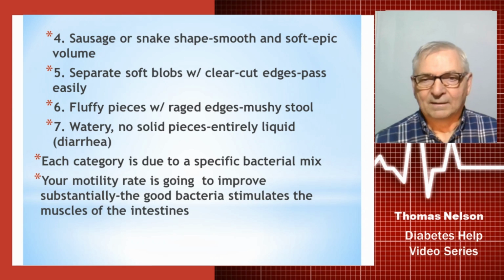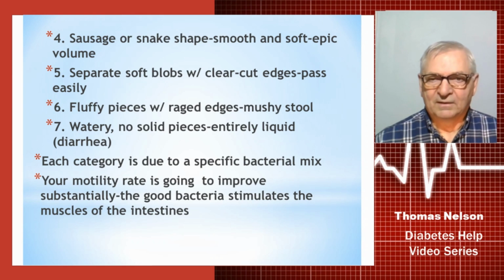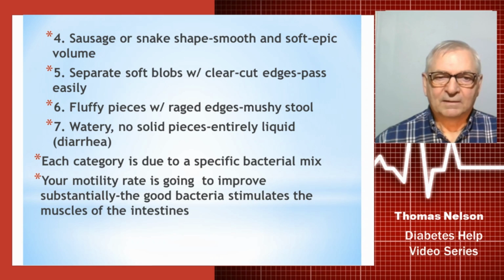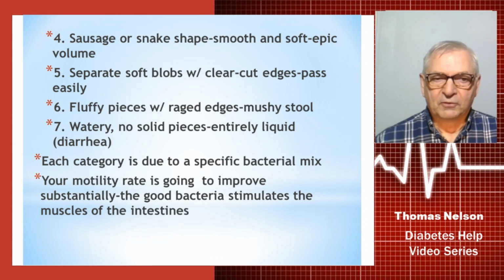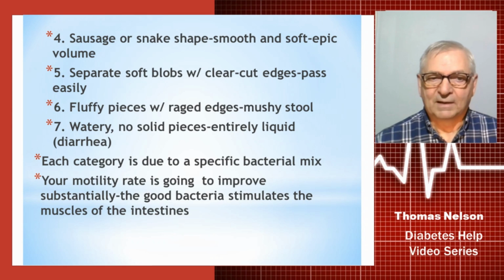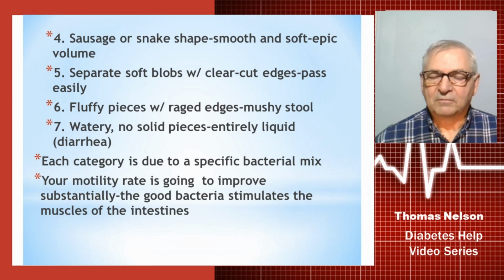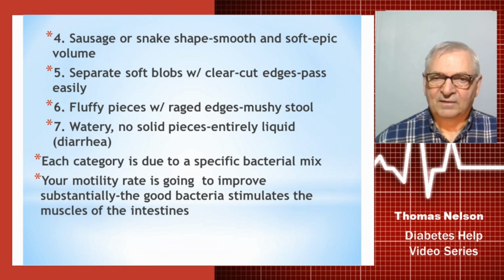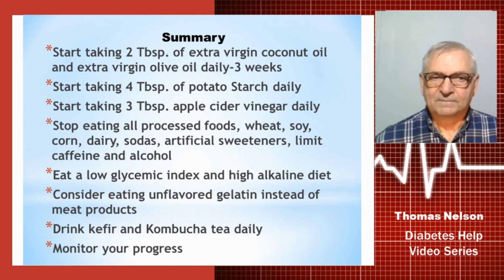So each category is due to a specific bacterial mix. Too far to the right is the wrong mix. Too far to the left is the wrong mix. So your motility rate, again, is going to improve, in fact, substantially, because the good bacteria, as that population increases, is going to repeatedly and more progressively stimulate the muscles in your intestines to speed up your motility rate.